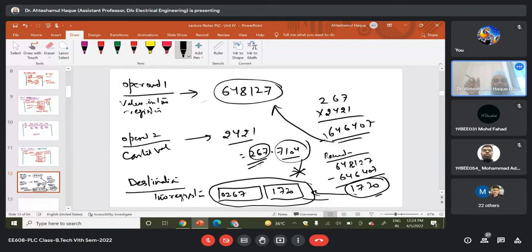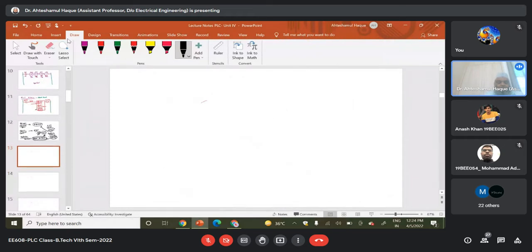Right? Is this clear? Yes, sir. Okay. So this was in block diagram. Now we will show it in coil format.